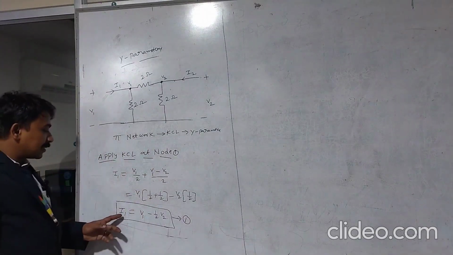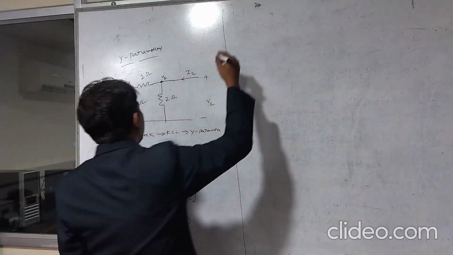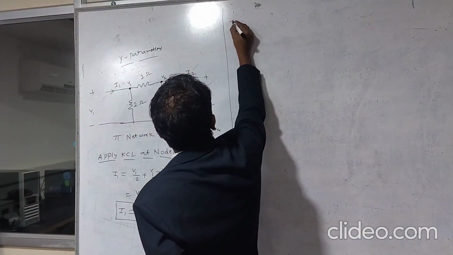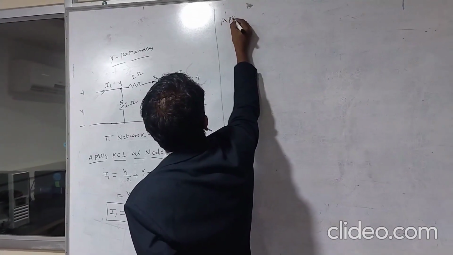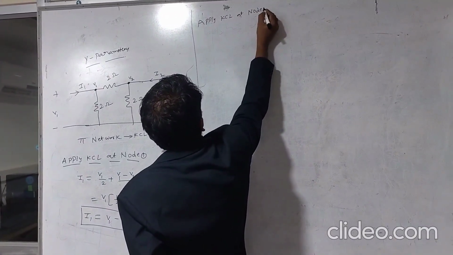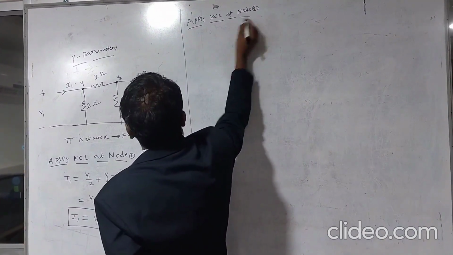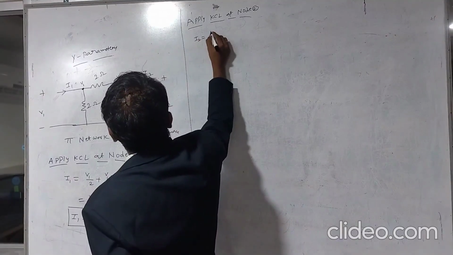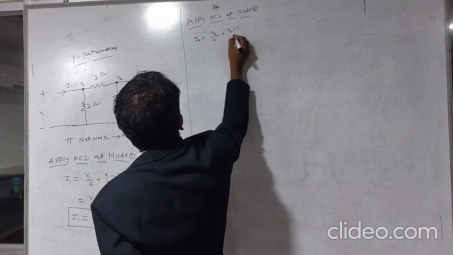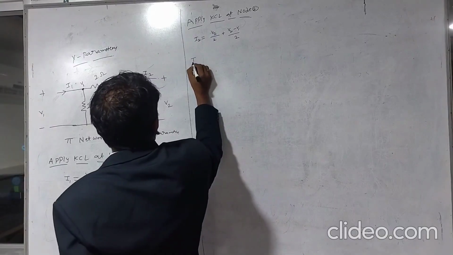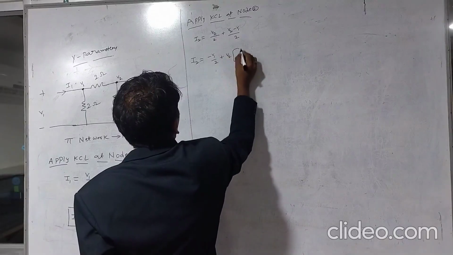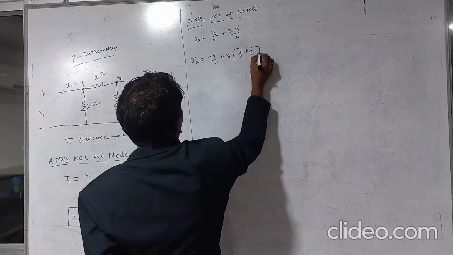This is the corresponding KCL equation at node number 1. Now we're going to write the corresponding KCL equation at node number 2. The entering current at node 2 is I2. So the entering current I2 equals node 2 voltage V2 divided by 2 ohm, plus (V2 minus V1) by 2 ohm. So organize this: I2 equal to minus V1 by 2, plus V2 into (1 by 2 plus 1 by 2).